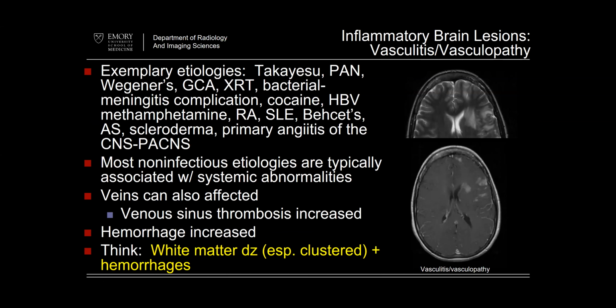So circling back around to vasculitis, vasculopathy, sort of a classic look, again, white matter process, clustered. If I showed you some microhemorrhages, that would be more suggestive of it as well. This enhancement pattern, there's intraparenchymal enhancement as well as some leptomeningeal enhancement. The morphology of this enhancement is sort of like cotton wool, so to speak, for lack of a better analogy. But generally, when I see considerable white matter disease, whether it's clustered or not, but especially clustered, and then I see microhemorrhages, this is one of the things I'm thinking about.